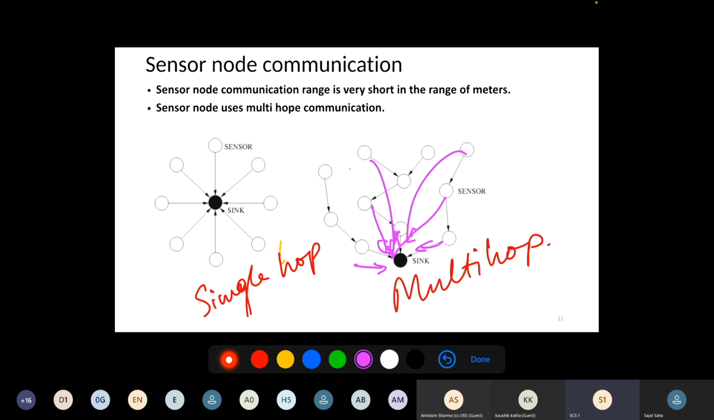Why? Because they need to connect to the transponder of the GPS satellite. So it requires a huge amount of power. Why? Because it is in a distant place.